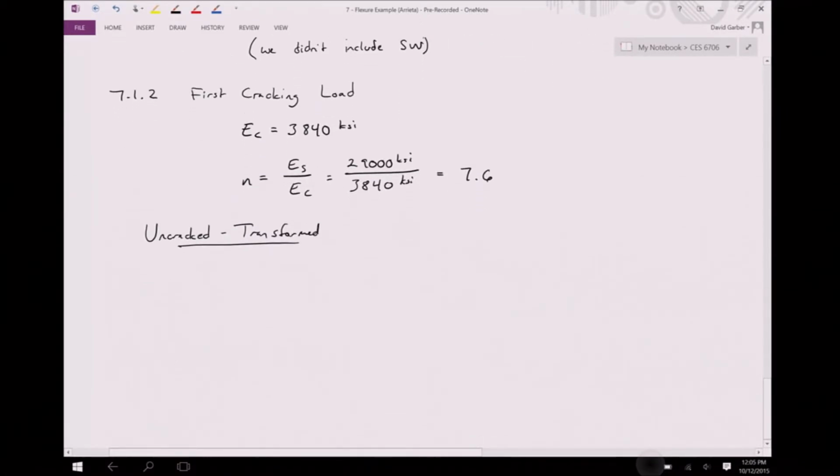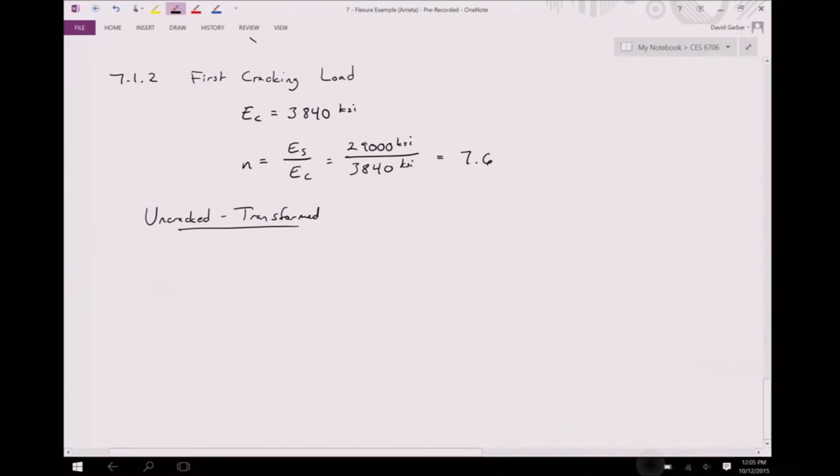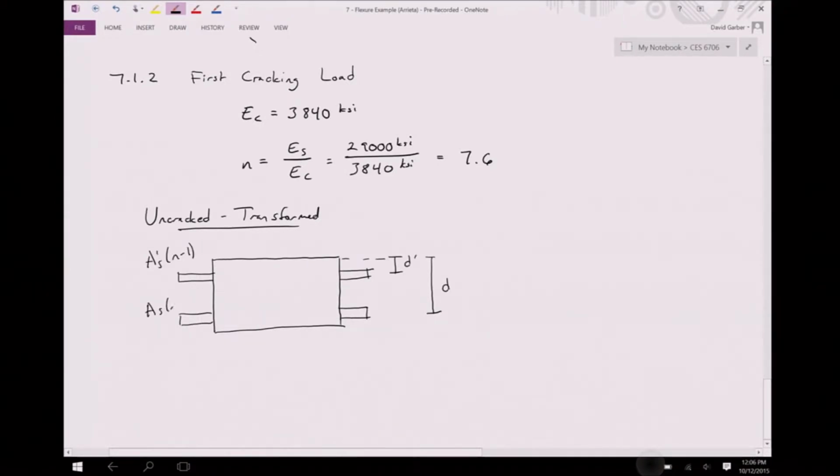So to find our uncracked transformed section, we'll first draw our section so that we can know what we're working with. We have steel on the top and steel on the bottom. The top steel at distance d prime from the topmost fiber, and the bottom steel at distance d. And we know we have AS prime times n minus 1 and AS times n minus 1.